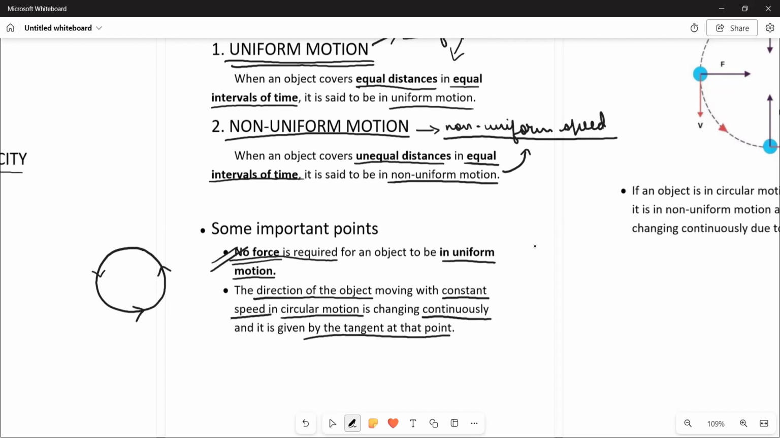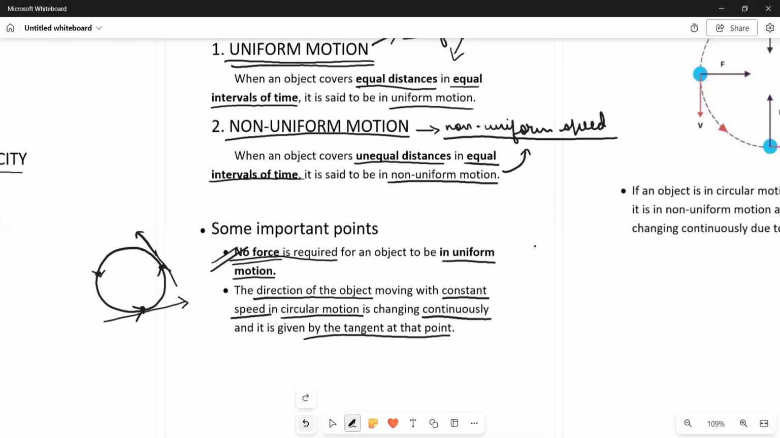Say if we want to check its direction at this point, we'll draw one tangent over here, and this tangent will give us the direction of the motion at this point. Say if we want to check our direction of motion at this point, we'll draw one tangent at this point and we'll get the direction of the motion. So if we want to check our direction at this point, the third remaining arrow, we'll draw a tangent like this, and we'll get the direction of the motion.